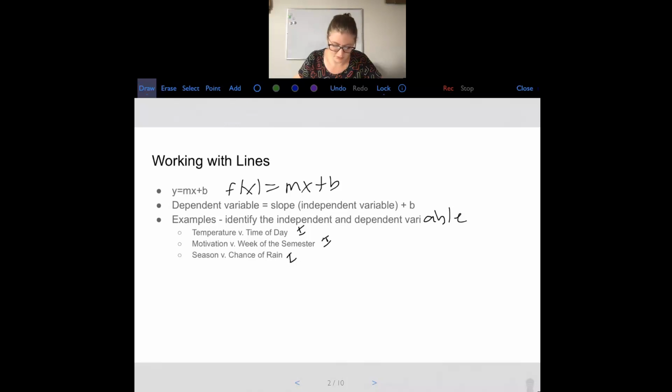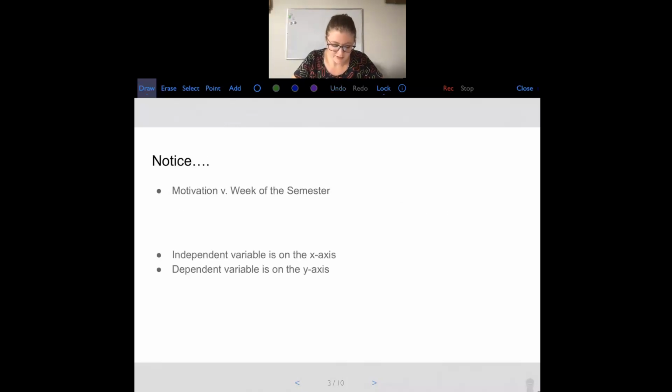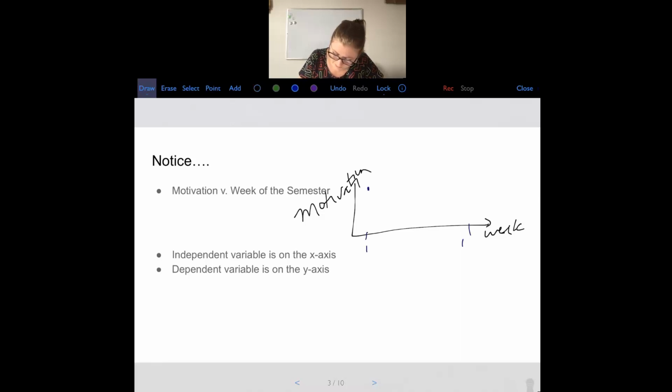Notice if we have motivation versus week of the semester, we can draw a graph. This would be week, this would be motivation. Usually at week 1, we're at our peak motivation, and by week 16, it fades. Or maybe this would be a line, something like this. Notice that when we graph this, our independent variable is on the x-axis and our dependent variable is on the y-axis.